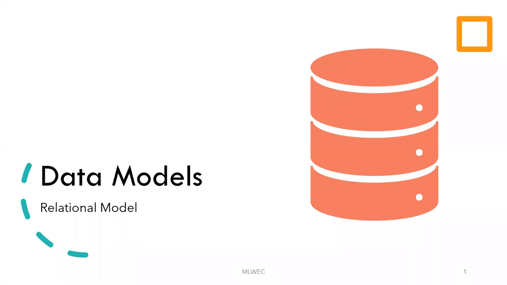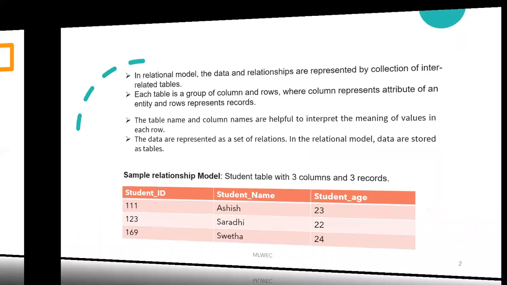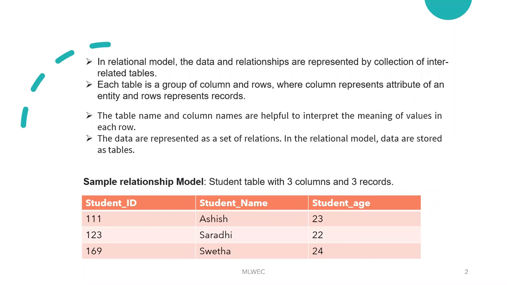Data models. In last classes we discussed the network model and the hierarchical model. Another important model is the relational model. So what is a relational model? In a relational model, the data and relationships are represented by a collection of interrelated tables.